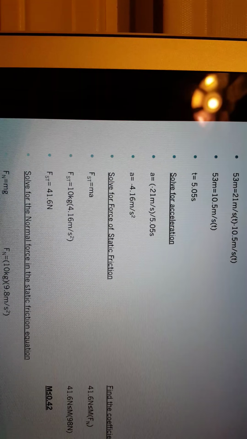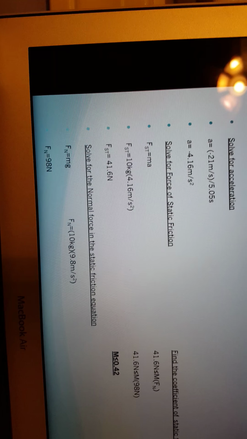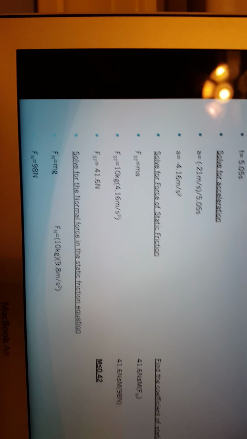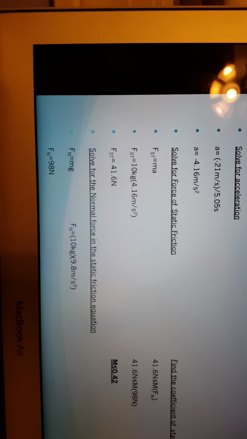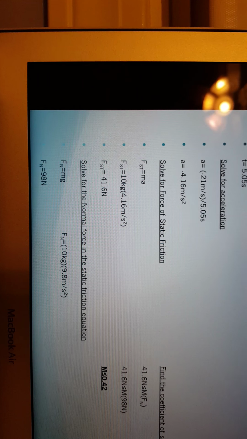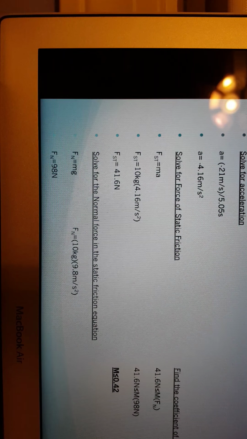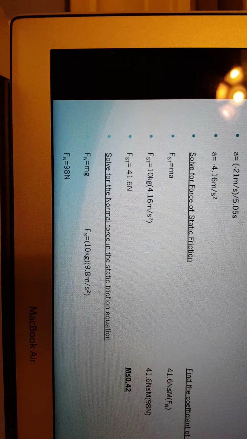And our next step is to solve for acceleration. We just solved for time, so now we are able to solve for acceleration and get negative 4.16 meters per second squared. Now that we have all the values we need, we can go in to start solving the force of static friction equation to get mu. First, we have to solve for the force of static friction and use the new equation we created, mass times acceleration. So we have 10 kilograms and the acceleration that we solved for to get 41.6 newtons.